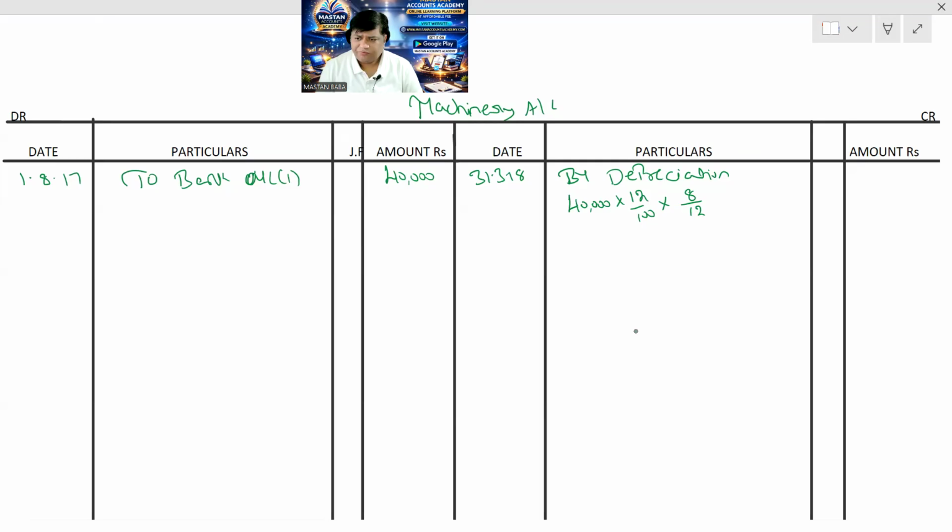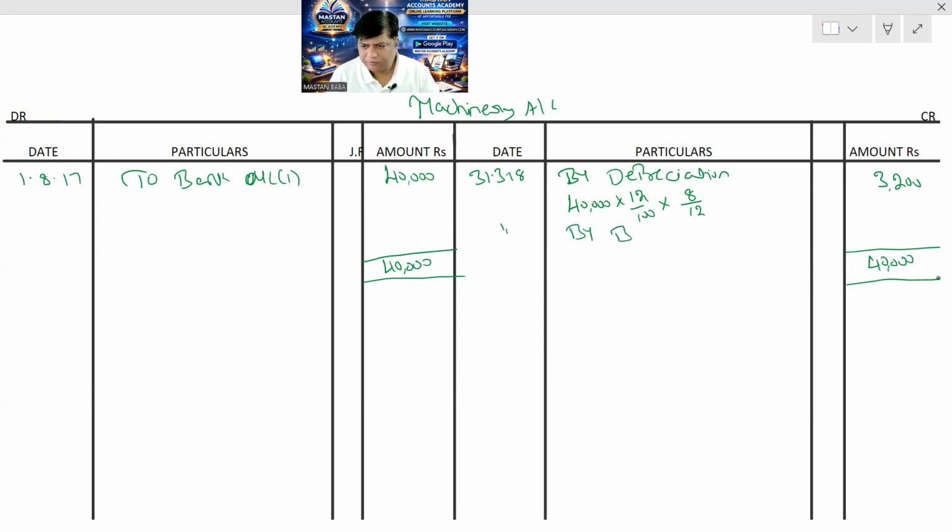So how much will we get? Just this 12 cancels, 2 zeros cancel, 400 into 8, 3,200. So the depreciation amount comes to 3,200. 40,000 minus 3,200. 40 minus 3, 37,000. That comes to 36,800, right? 40,000 here and 40,000 here. By balance carried down 36,800.